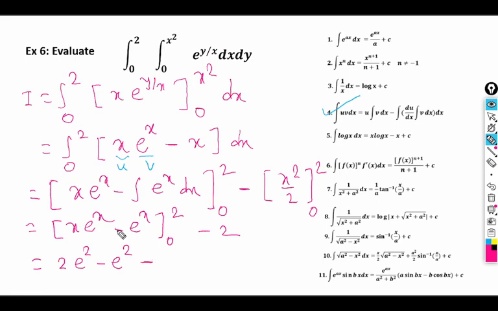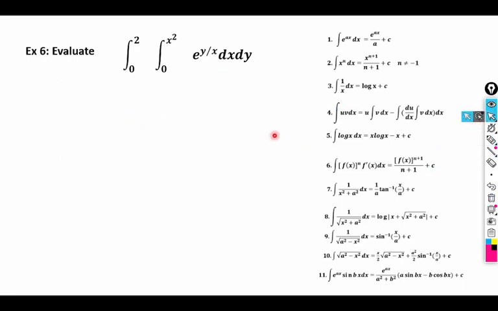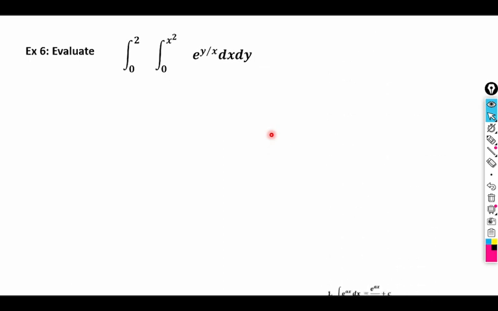Lower limit minus sign and this minus sign, that minus minus becomes plus, e raised to 0 is 1, minus 2. So the final answer is now 2e square minus e square is e square, and plus 1 minus 2 is minus 1. So e square minus 1 is the value of this double integral. e square minus 1. Okay. The value of the double integral is e square minus 1. That is about example 6. Okay.